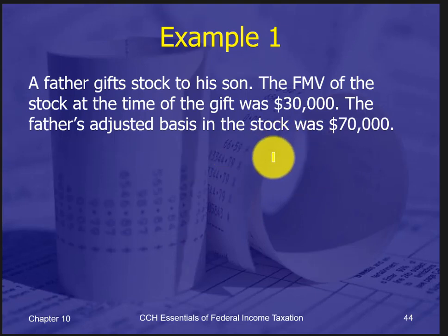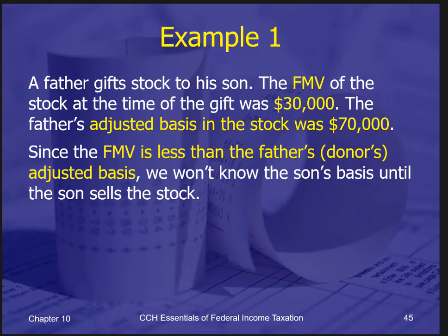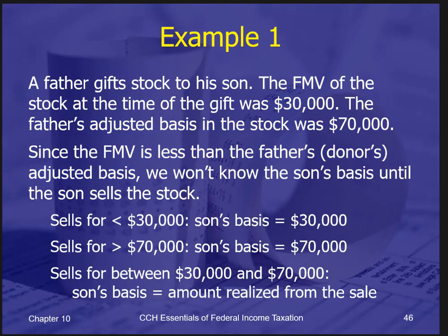But if they don't listen to you, they do it anyway. Okay, at the time of the gift it is $30,000, so the fair market value is below the adjusted basis. So when the son goes to sell it, if he sells it for less than 30, he has a loss between the 30 and whatever he sells it for. If it's between 30 and 70, no gain or loss. And if he sells it for over 70, then his basis is $70,000 and he gets a gain for the amount over the $70,000.